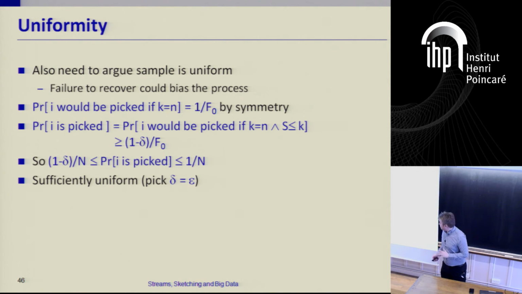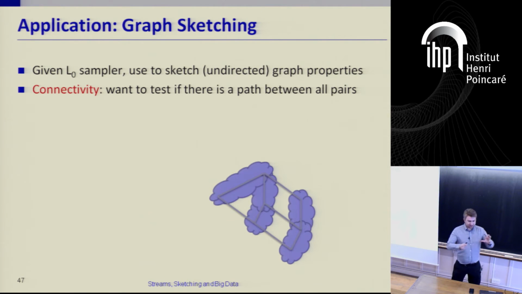There's another thing to argue uniformity. I'll skip that. Okay. So what does that give you? That gives you a construction that lets you sample uniformly or almost uniformly from the support set of a vector. So this is basically a teaser for Andrew McGregor's talk, because I think he's going to cover this in much more depth next week.